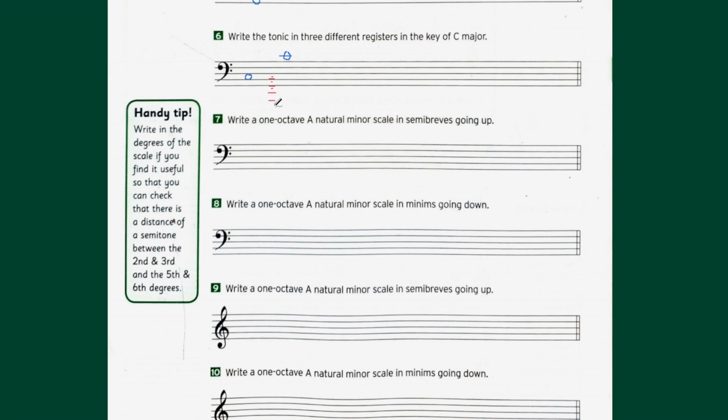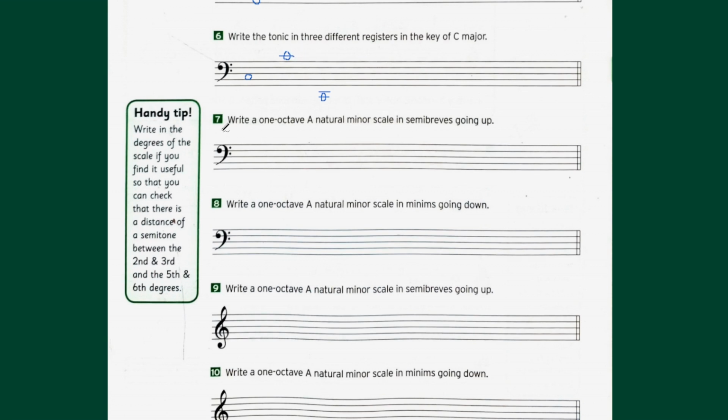So your landing note will be 2 ledger lines below the stave, and your C will be on a line. You can also do the same. If you count 8 steps up from the middle C, you'll land on the next C up.